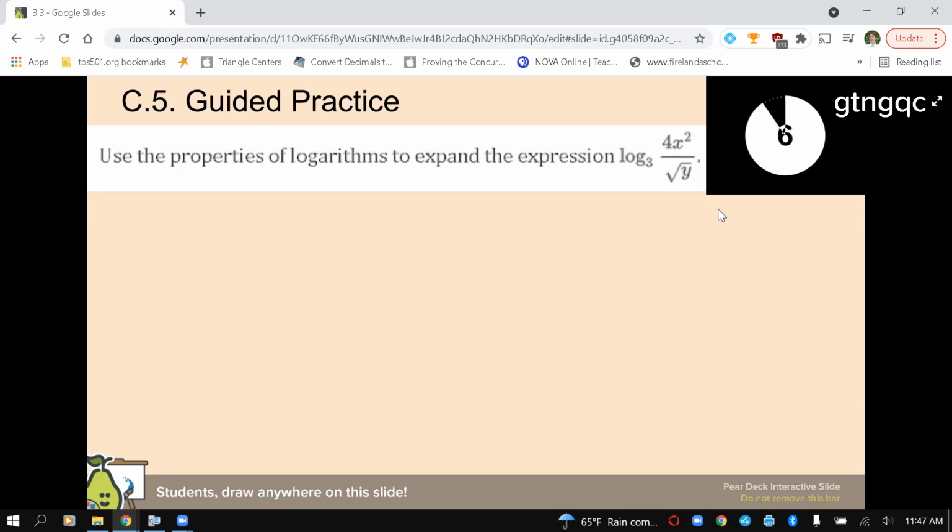Oh, I know what you did. You can, before you do the power rule, do the product. That's 4 times x squared. These are the 3 things. So if you have a division, you'll split it into 2 logarithms. Log of the numerator minus log of the denominator. Log of 4x squared minus log of square root of. We're just expanding it. That's future class.